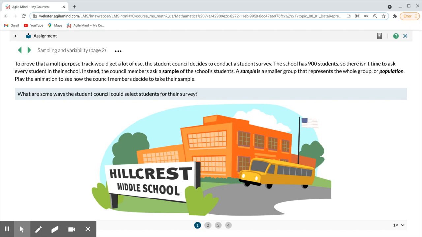Because if you just ask people that run the track, would that be good data to know? No. Not really, because wouldn't that skew your data to make you believe that people are going to want to use it a lot more often? Or if you just ask tennis players, wouldn't it make it look like it'd be used a lot more than what it actually would be? Yes. Okay.